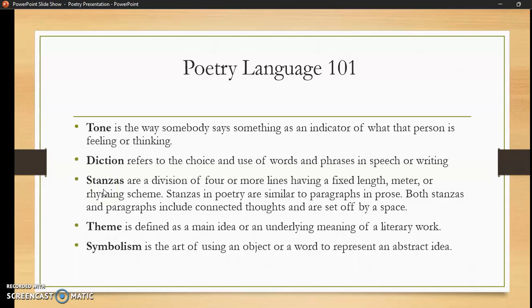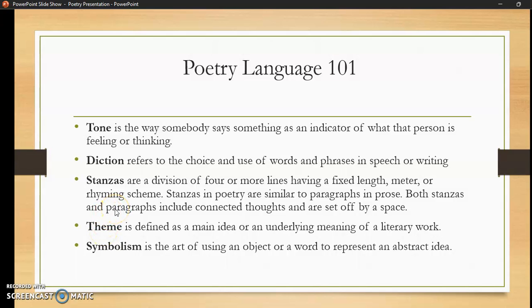And then stanza. I also pulled that one out just so everyone's on the same page. This is just the division of four or more lines, having a fixed length, the meter, rhyming scheme. Think of it as a chunk of words on the page. They're often broken up by white space. Stanzas, I guess, are similar in poetry to paragraphs in prose. That's just so we all are on the same page. If you're reading a poem that has stanzas, that's just the division of four or more lines. Nothing crazy there.